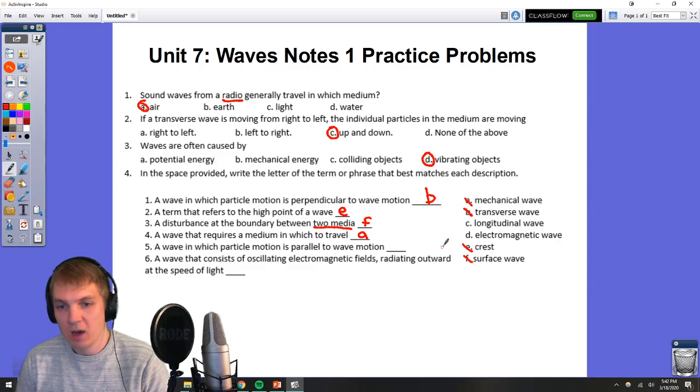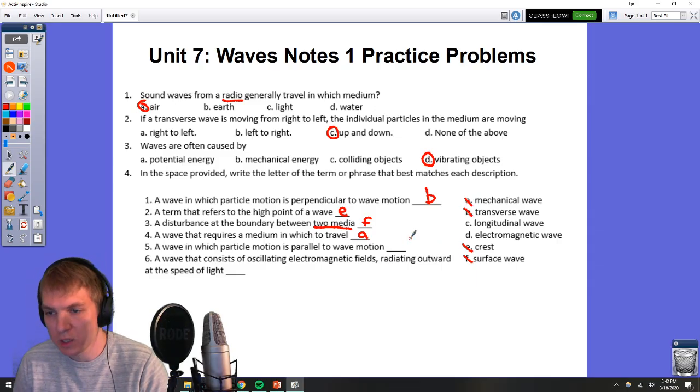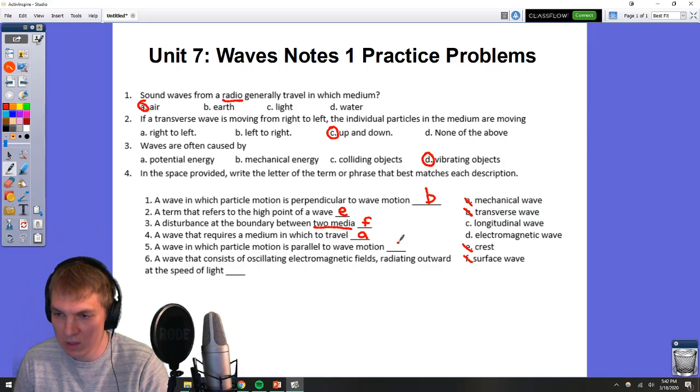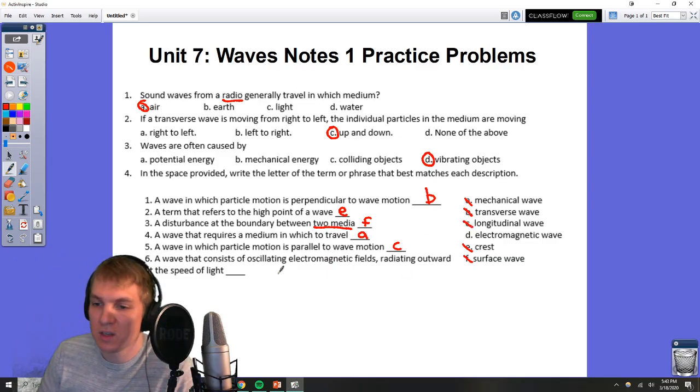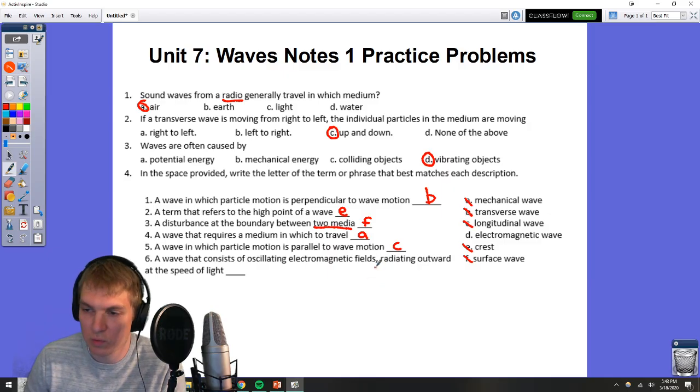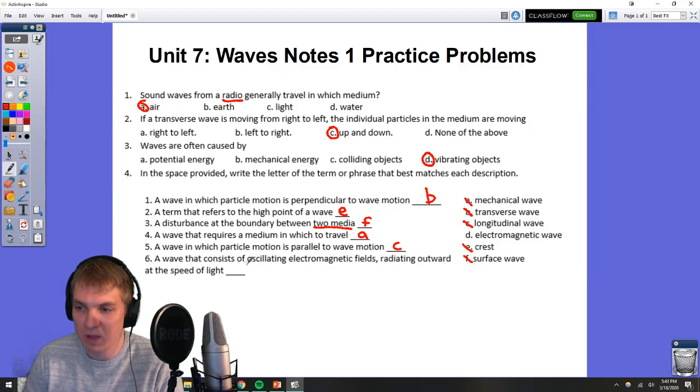All right. 5, a wave in which particle motion is parallel to wave motion. That is going to be a longitudinal wave. So that's C. And by process of elimination, a wave that consists of oscillating electromagnetic fields radiating outward at the speed of light. That is going to be D, electromagnetic wave.